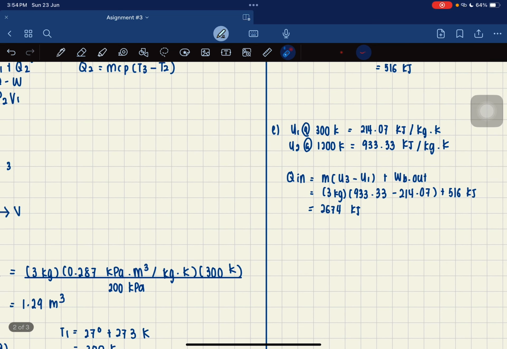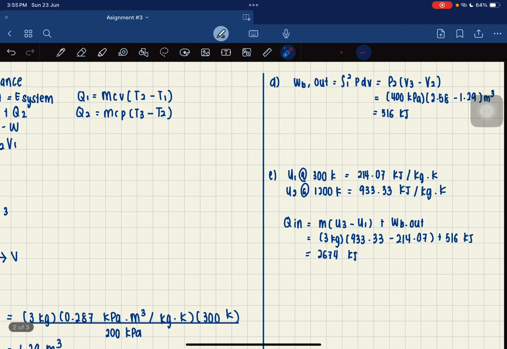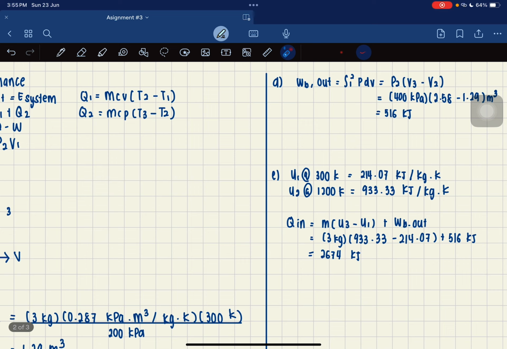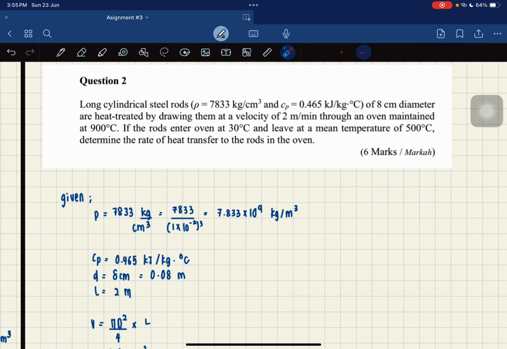We can get the value of the internal energy by looking at the table, and just substitute into the formula, which is Q equals the subtraction of U3 minus U1 plus the work done that we calculated in question D, and the final answer we get is 2674 kilojoule. We move on to the second question.